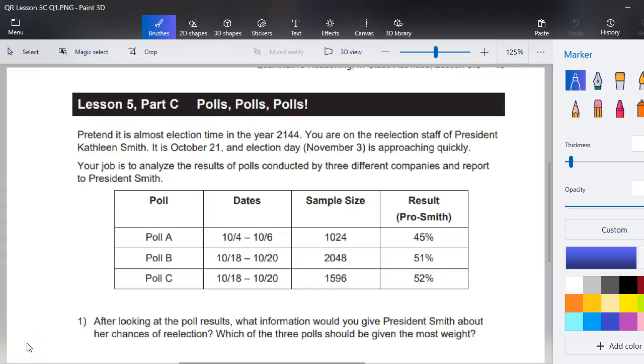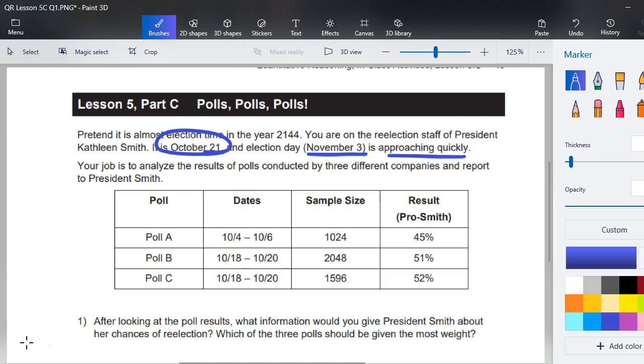Welcome to Lesson 5C, Polls, Polls, Polls. Pretend it's almost election time in the year 2144, and you're on the re-election staff of President Kathleen Smith. It's October 21st, the election day is November 3rd, and that is approaching very quickly.